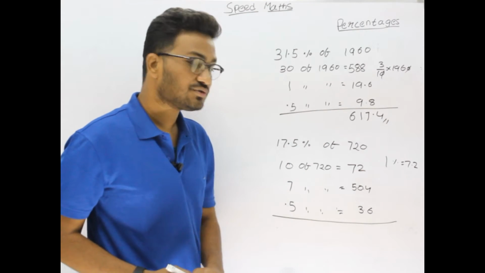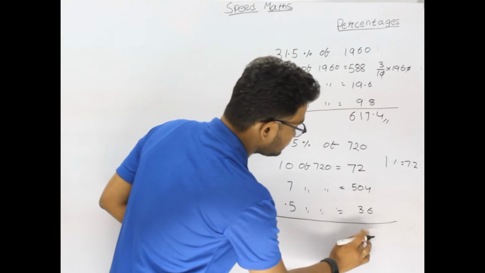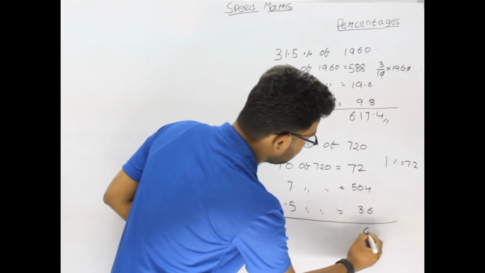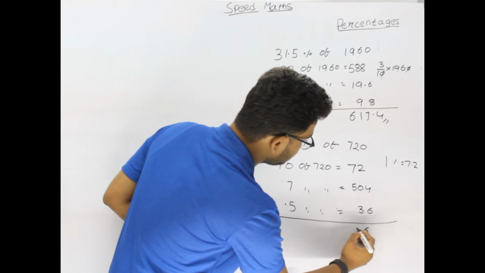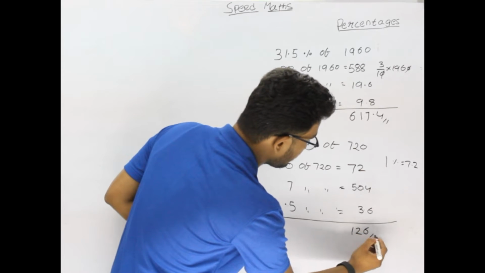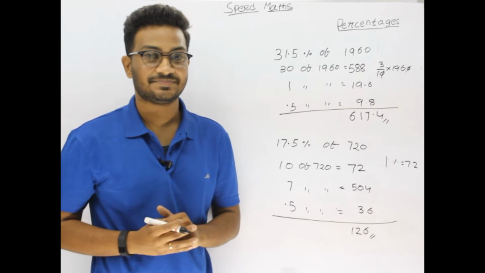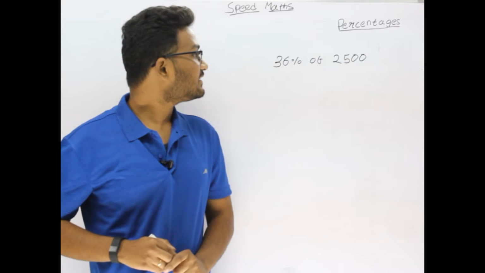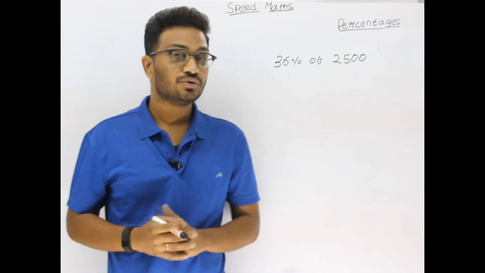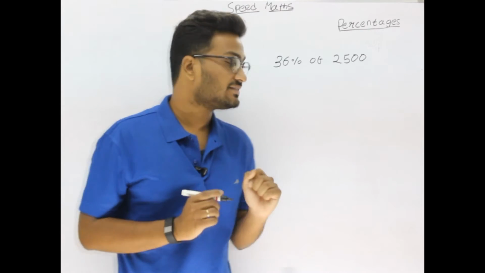Now adding all these values, we get the answer as 126. Let us see another example. Here we have to find 36% of 2500. We can do it this way.